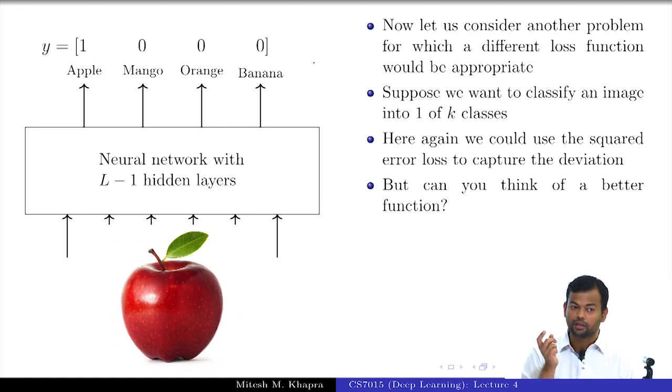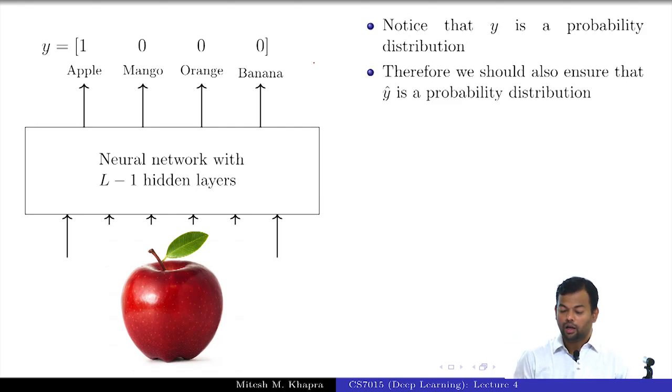Why? Because they should sum to one. We are trying to predict a probability distribution, so the sum should be one. Right? So I need an output function which ensures this. You get the setup? Okay. Now we should ensure that y hat is also a probability distribution. Whatever we are predicting is also a distribution. Okay? So now can I use a sigmoid function?